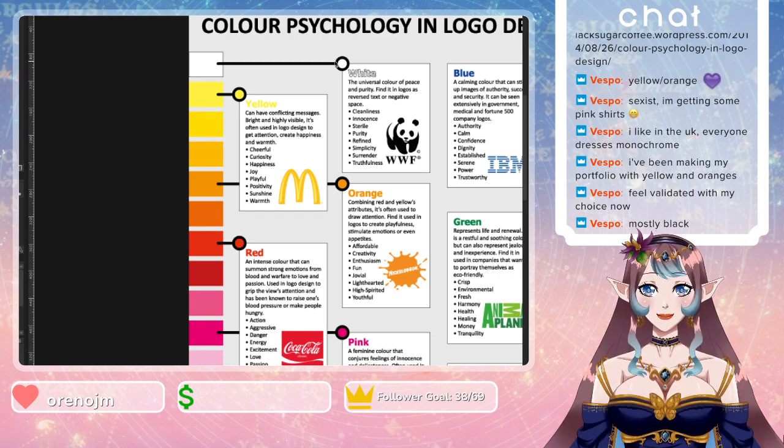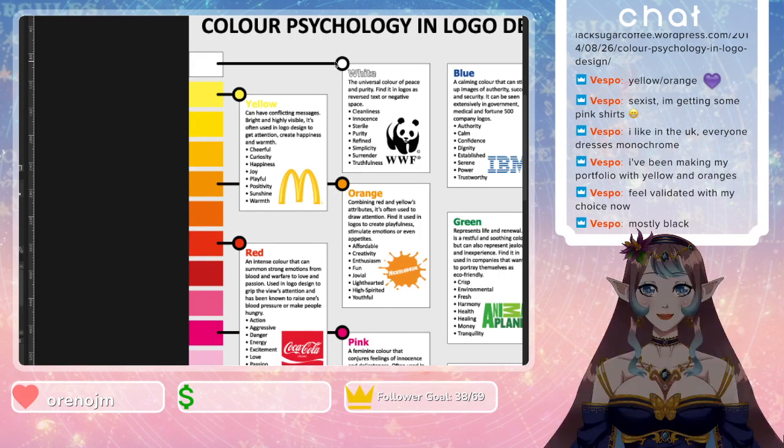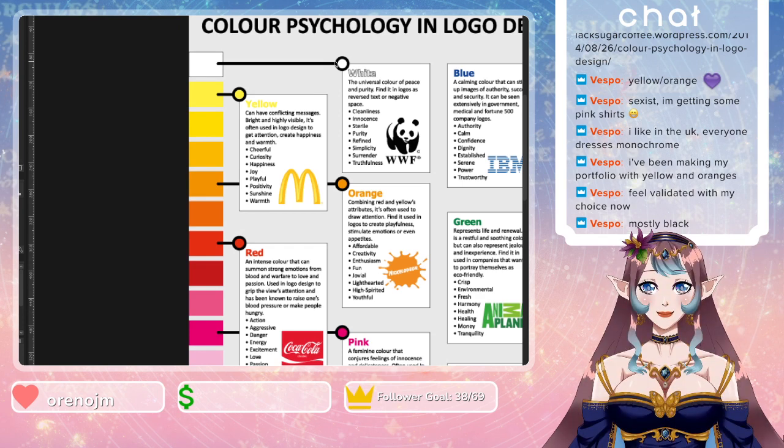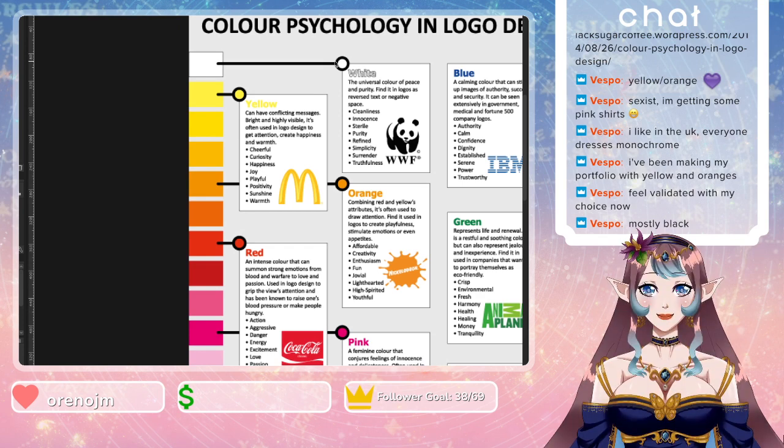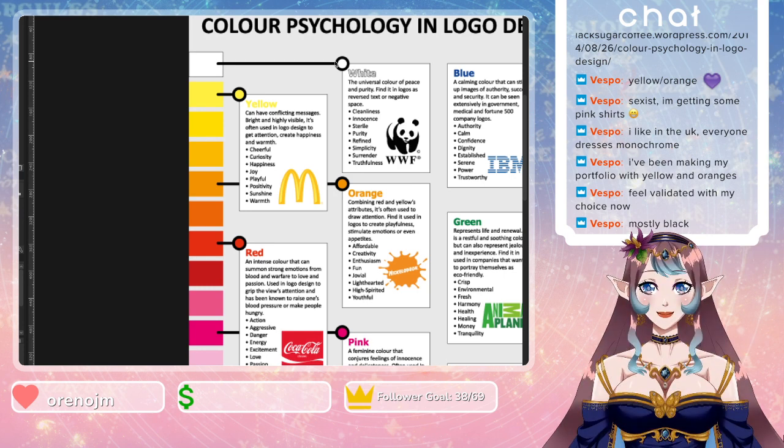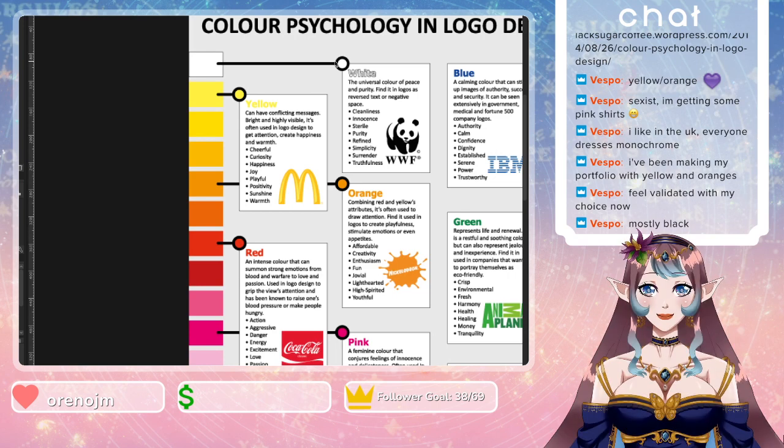So white can represent cleanliness, innocence. It can represent something that's sterile, because there are no colors. Purity, refined simplicity, surrender, like the fact that you surrender with truthfulness. Okay.